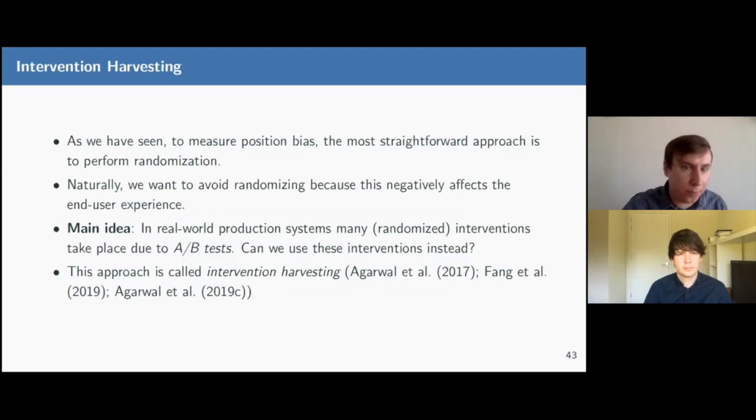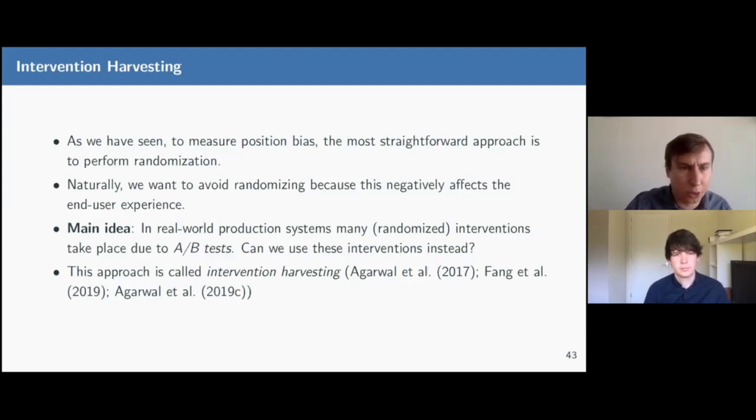So to go a bit more into detail on that, we have seen that we can measure position bias very straightforwardly by performing randomization, just shuffling these top n results or shuffling a pair of results. Again, we want to avoid randomizing because that negatively affects user experience. So again, the main idea: use these many randomized interventions that are already taking place because of A/B tests. And there are several papers about this fairly recently that go more into detail on this idea.